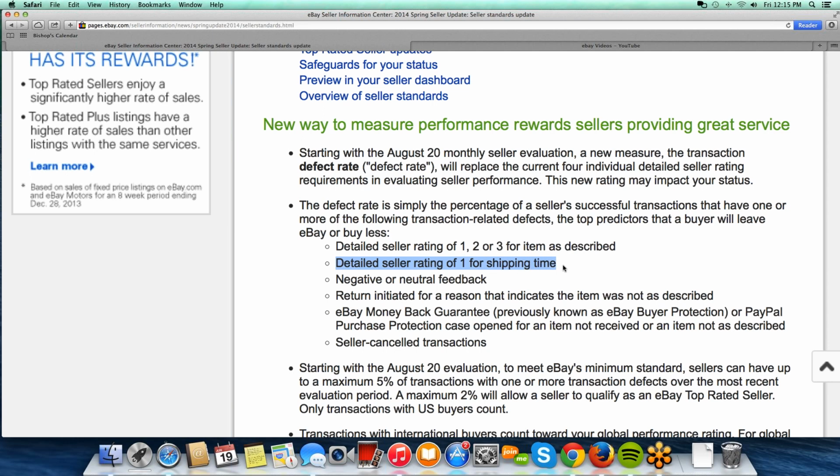All right, second one. Detailed seller rating of 1 for shipping time. The buyer has the opportunity to leave you a score as part of the feedback process for shipping as well, and it's called shipping time. If they felt the shipping time was way too long and they drill you with a 1 for shipping time, you're in trouble for that. You're going to get a defect. When I say detailed seller ratings, for those of you here live, do you know what I'm talking about?